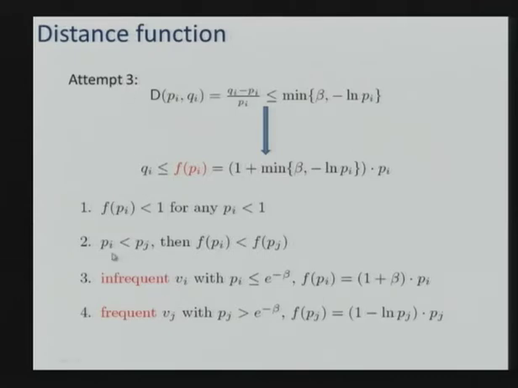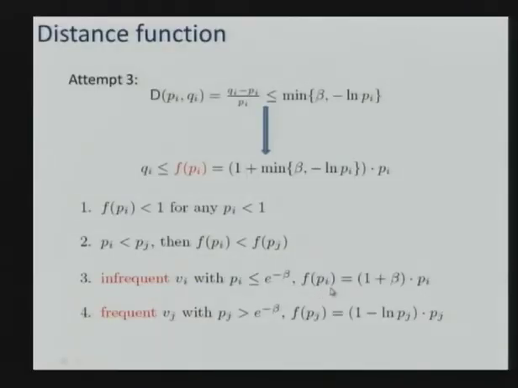That is to say, if given two values, pi and pj, if pi is smaller than pj, then f(pi) will be smaller than f(pj). For infrequent sensitive values, its distribution in an equivalence class can be increased by beta times. But for frequent sensitive values, its increase will be much smaller. It will be smaller than beta times.